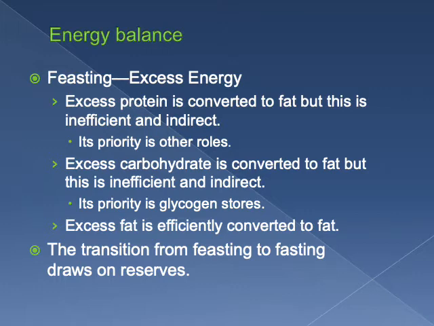But it can happen if there's excess protein as well as excess calories. Excess carbohydrate can also be converted to fat, but its first priority is to fill up the body's glycogen stores. Once the stores are full, then the excess will be converted to body fat. And as we saw in the diagram of all the metabolic processes of your energy nutrients, excess fat is very efficiently converted to body fat. And when you transition from feasting or over-consuming calories to fasting, you'll start to draw on your reserves.